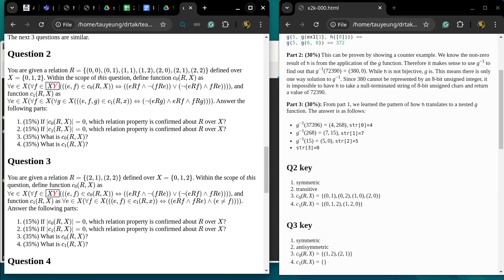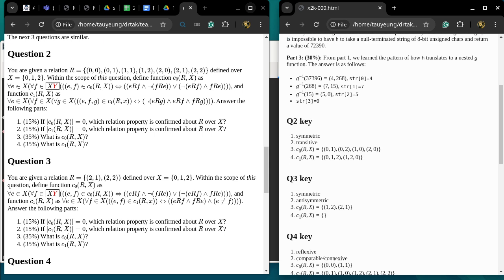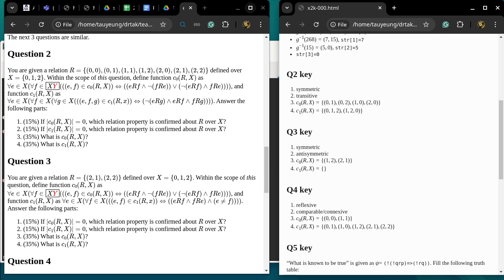All right, so let's take a look at number 2. The first question is asking which relation property is confirmed about R over X if C0 of R, X has a cardinality of 0. In other words, I'm really asking: C0 is showing us counterexamples of what? The correct answer is symmetric, or symmetry. So let's take a look at why that is the case.